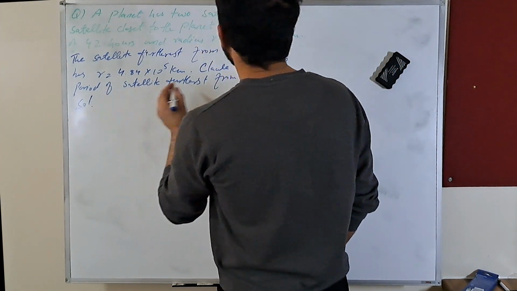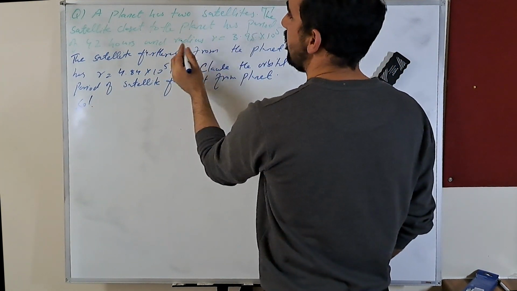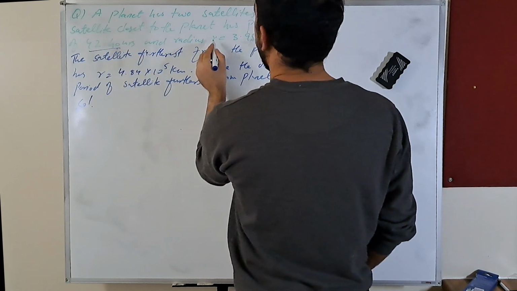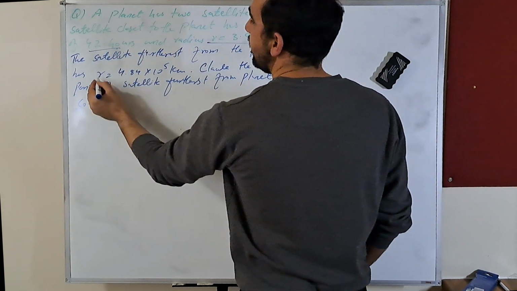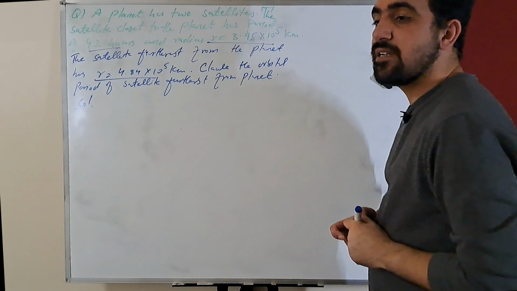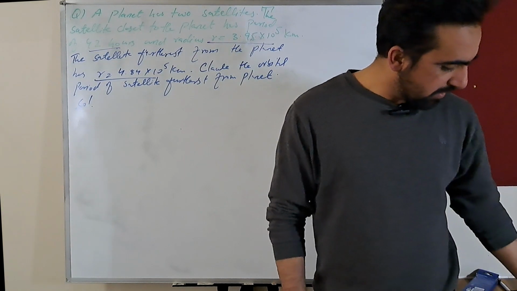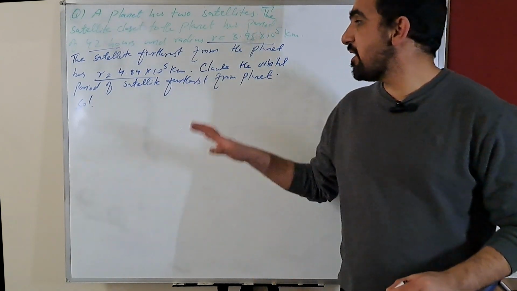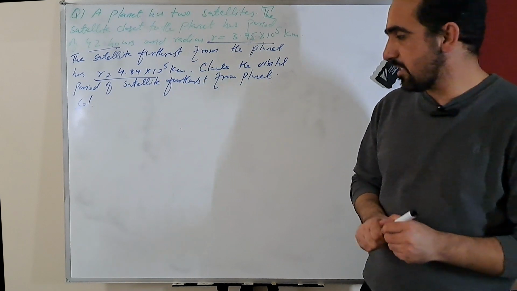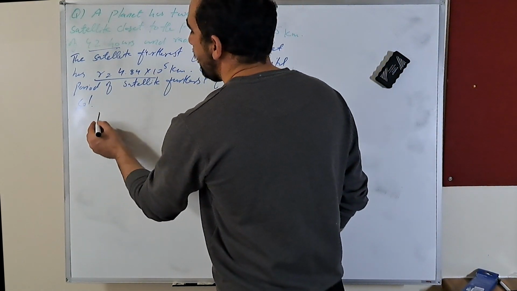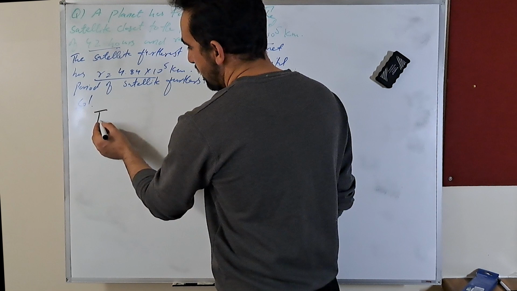So we have the time period for the near satellite, the radius of the near satellite, and the radius of the far satellite. Okay, and we need to find the time period for the far satellite. Again, the same rule applies.